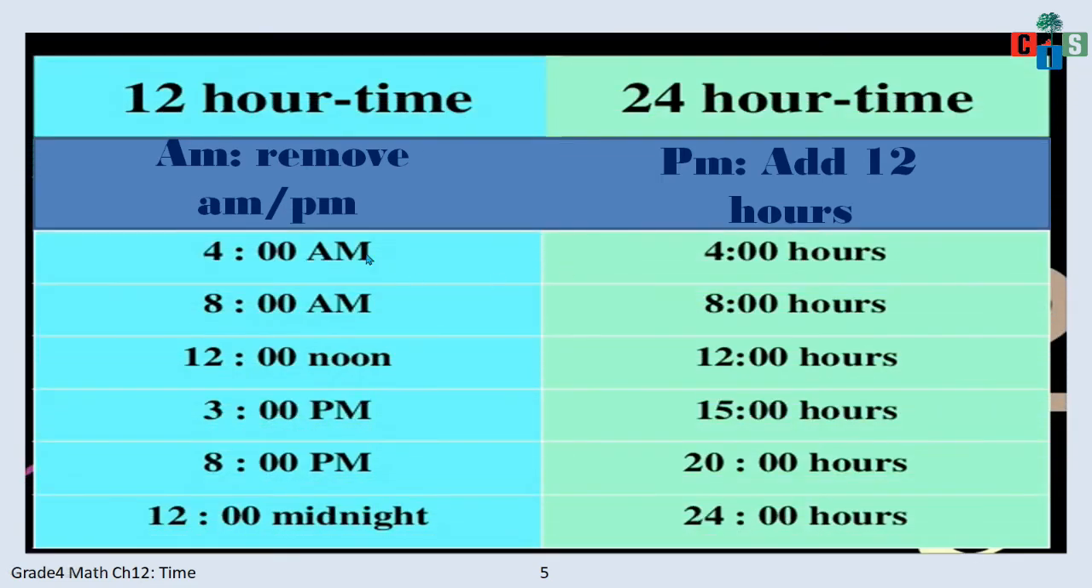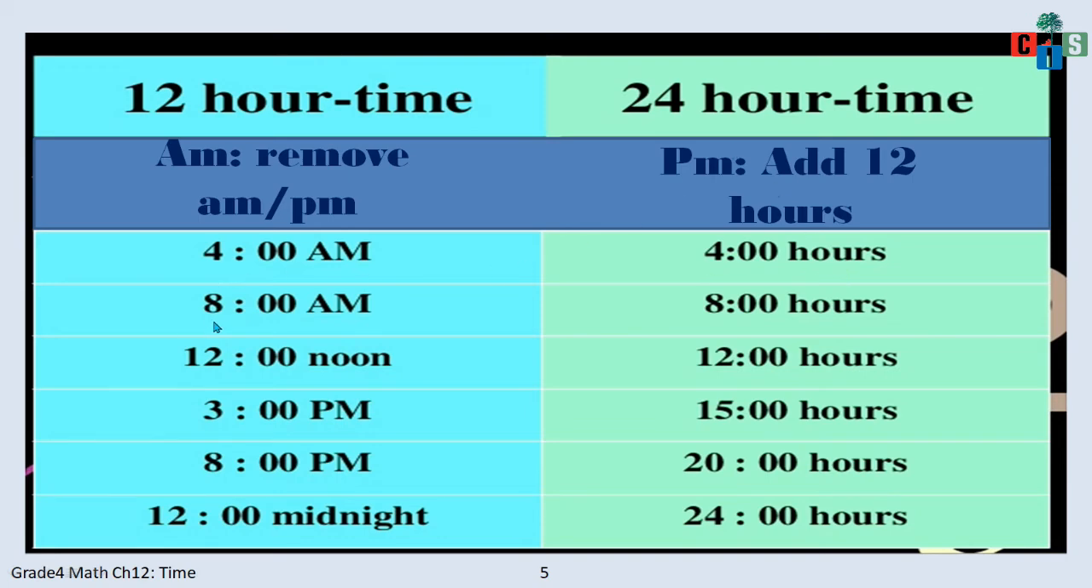Okay, so here we have 12 hours time and 24 hours time. Now this is the question, this side is your question side. Okay, and you have to convert it into 24-hour time. Now in the question it's given 4 AM and you have to convert it into 24-hour time. Now 4 AM, so what's the rule we have? AM means remove it. So I am just going to remove AM and put hours. So 4 a.m. will be 4 hours in 24-hour clock.